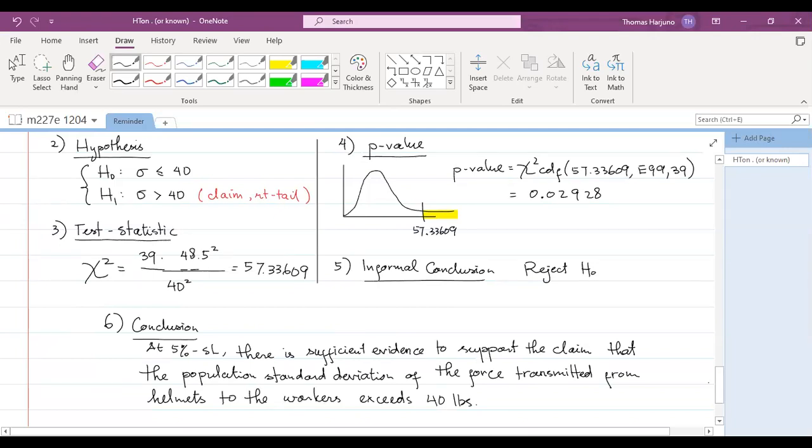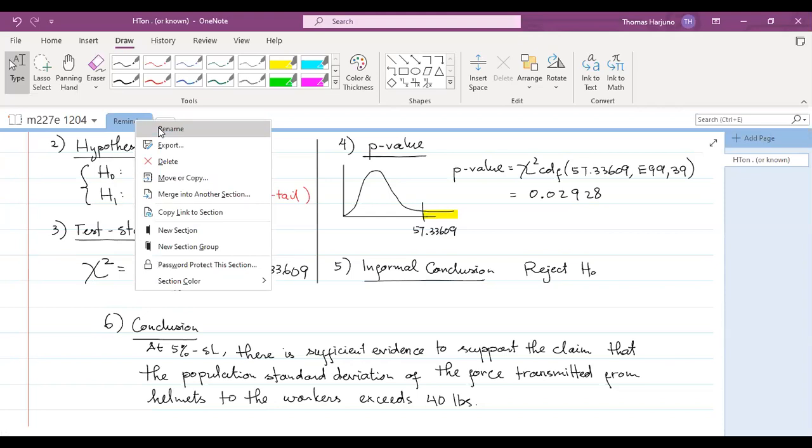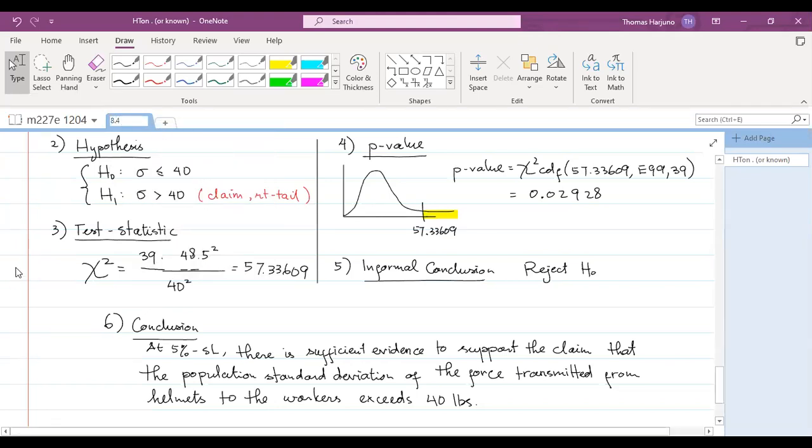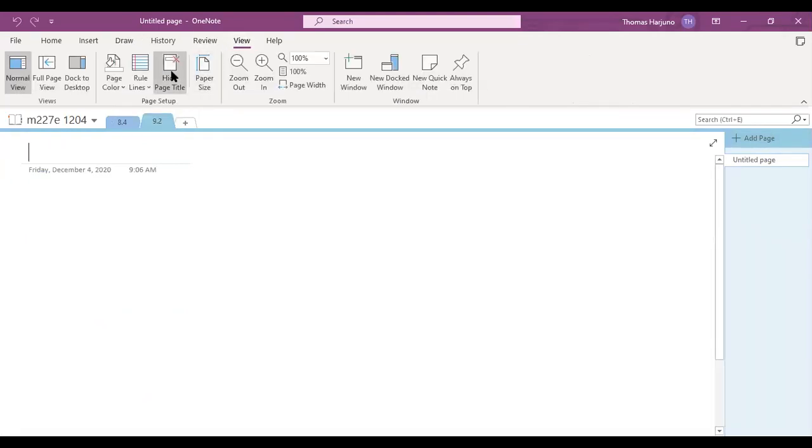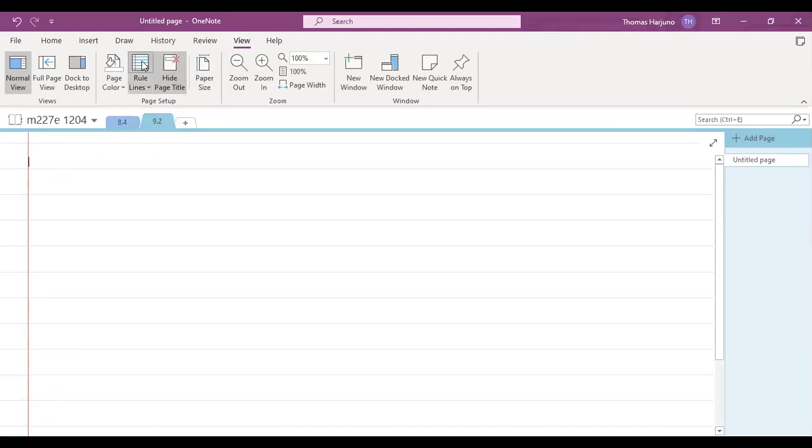Okay. Now that's for this hypothesis testing on population variance or population standard deviation. Let me move on to 9.2. 9.2 is hypothesis testing on two populations. We will be comparing two population means.